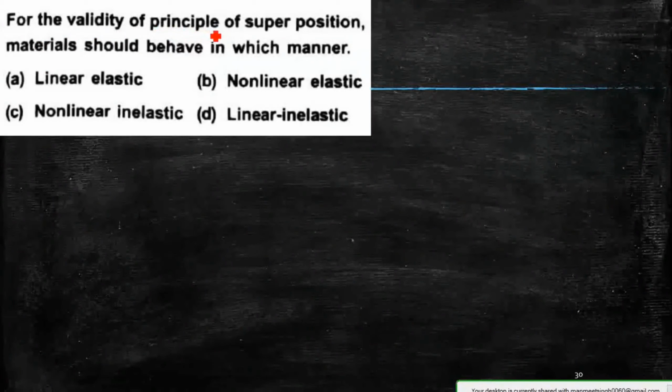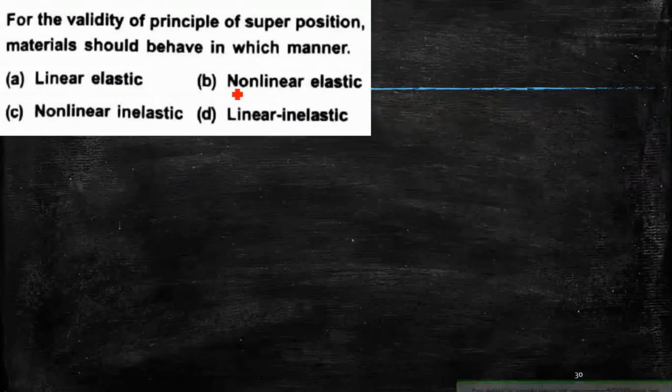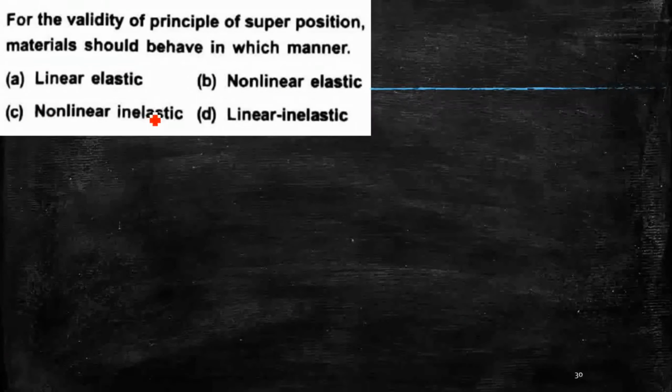For the validity of the principle of superposition, the material should behave in which manner? Option A, linear elastic. Option B, non-linear elastic. Option C, non-linear inelastic. Option D, linear inelastic. The correct answer is option A, that is linear elastic material.